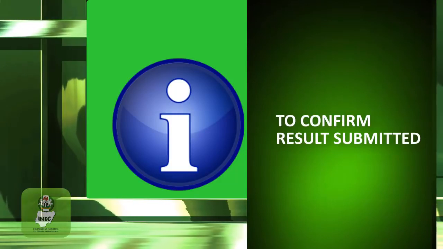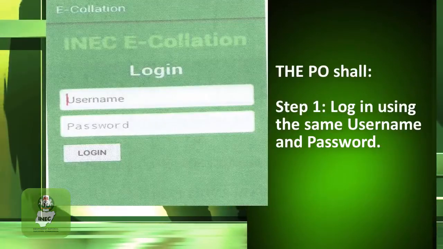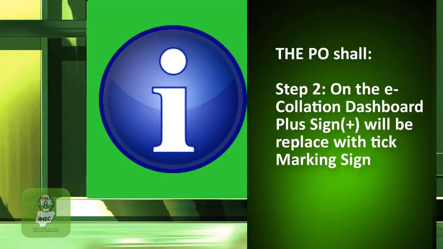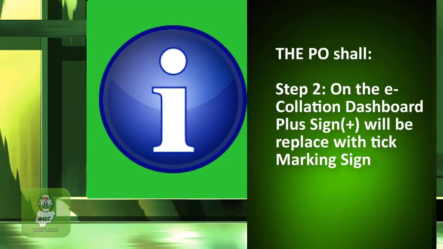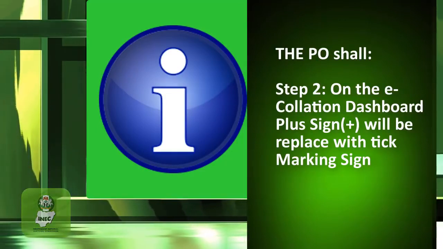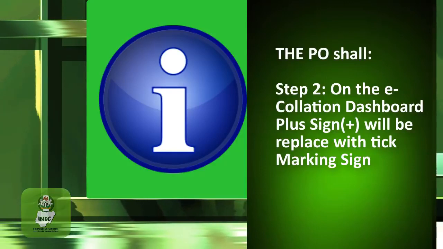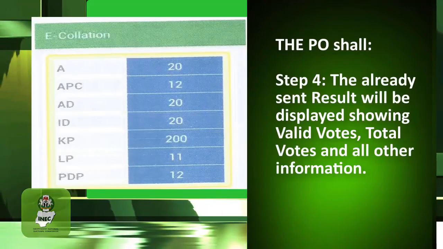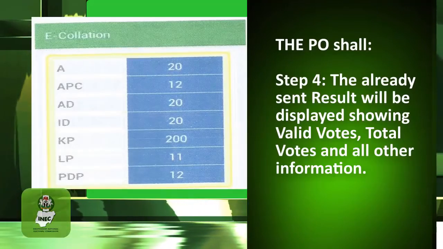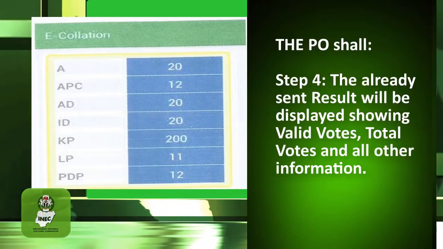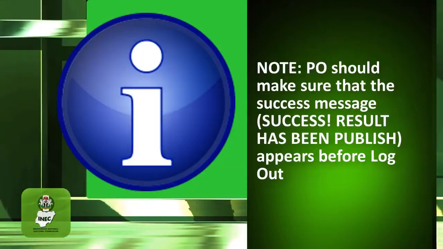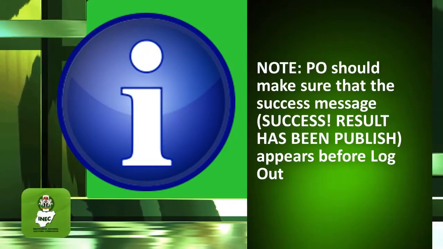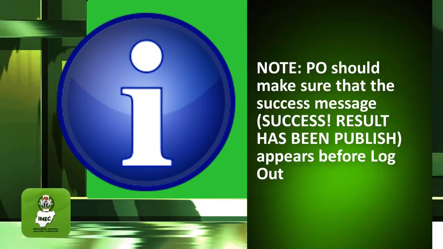To confirm result submitted. Step 1. Log in using the same username and password. Step 2. On the e-collation dashboard, the plus sign will be replaced with a tick marking sign. Step 3. Click on the tick marking sign. Step 4. The already sent result will be displayed showing valid votes, total votes, and all other information. Note: PO should make sure that the success message, "Success, result has been published," appears before logging out.